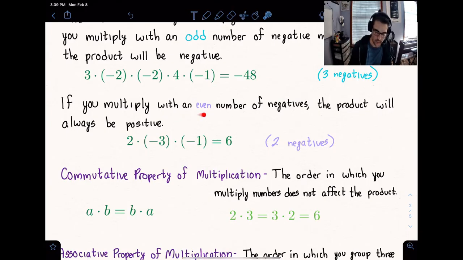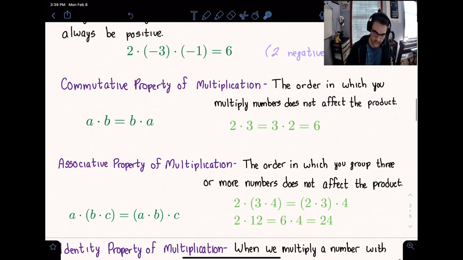Likewise, if you multiply it with an even number of negative numbers, the product will always be positive. And here we have an example here. We have two negative numbers. The double negative cancel out, becomes a positive. 2 times negative 3 times negative 1 is the same thing as 2 times a positive 3. Just gives us a value of 6.